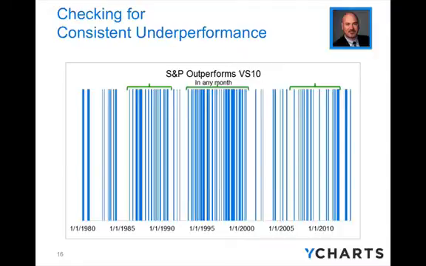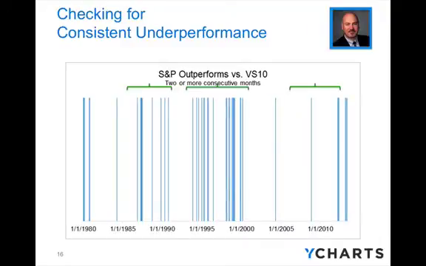However, I started to think that it's not really the monthly returns that are important, but if there's consistent underperformance of the VS10 versus the S&P 500. So I simplified the graph a little bit and asked for months where there were 2 or more consecutive months with the S&P outperforming the VS10. And sure enough, I still have these same basic 3 groups.